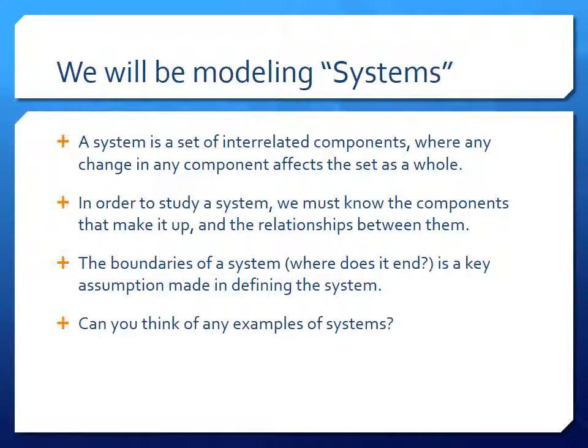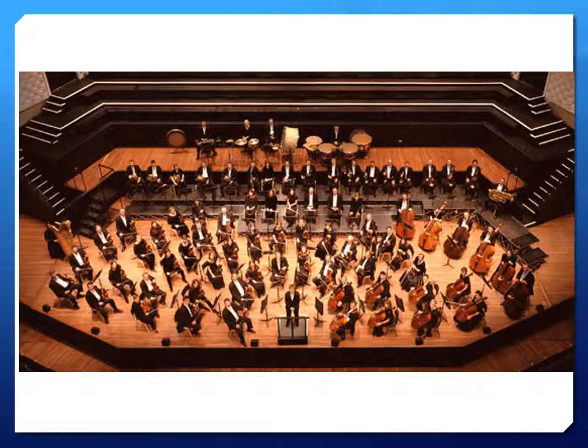Now, can you think of any examples of systems as we go? Let me give you a few. You know what this is? An orchestra. A perfect example of a system. Each performer is a component, each instrument is a component, and the interactions produce this whole that is the system.